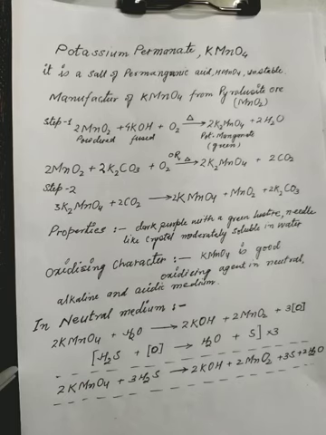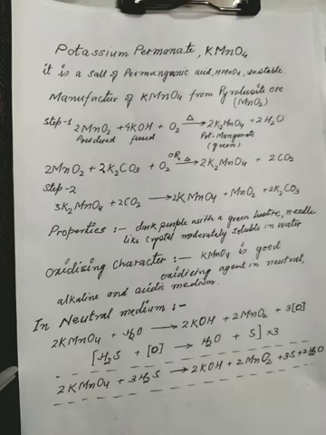In this video we are going to discuss potassium permanganate, with the chemical formula KMnO4. Potassium permanganate is a salt of permanganic acid. Permanganic acid has the formula HMnO4, which is an unstable acid.